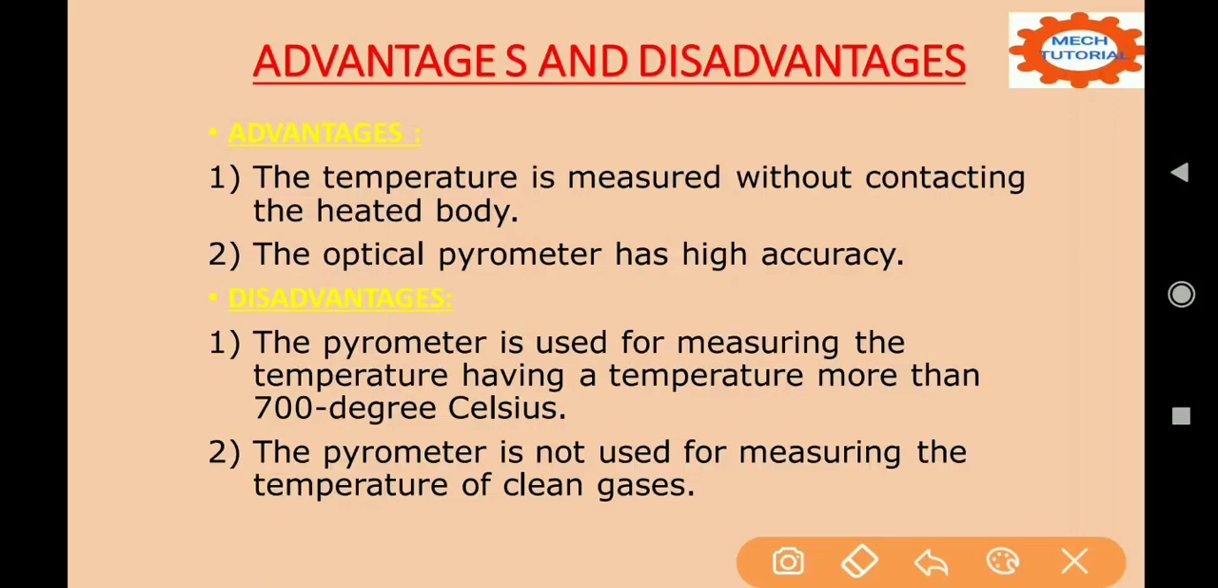Now, what are the disadvantages? The first disadvantage is that the pyrometer is used for measuring temperatures of more than 700 degrees Celsius. This is a disadvantage because below 700 degrees Celsius we cannot measure the temperature using the optical pyrometer. The second disadvantage is that the pyrometer is not used for measuring the temperature of clean gases.